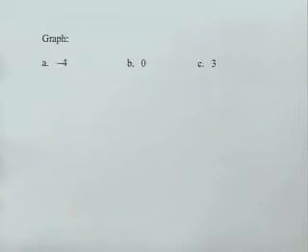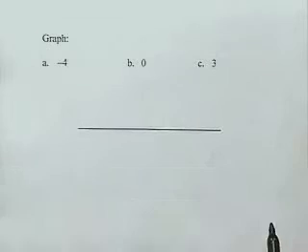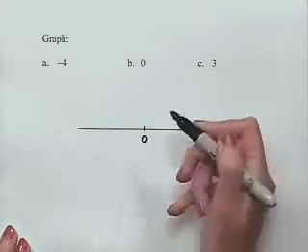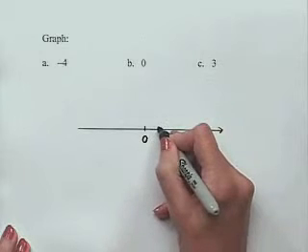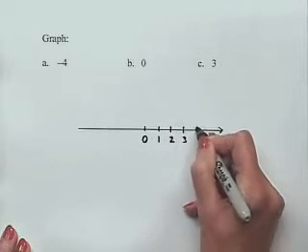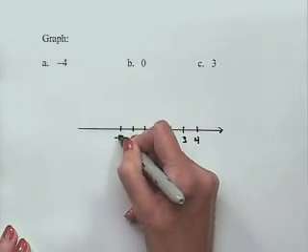Now for our next problem, we're going to look at graphing. We want to graph three different values. First value is -4, second value is 0, and the third value is 3. To graph these, we're going to draw a number line, and on this number line, we're going to designate a particular value as 0, and notice that we're going to move to the right in order to come up with our positive values. And as we move to the left, we're going to have our negative values.